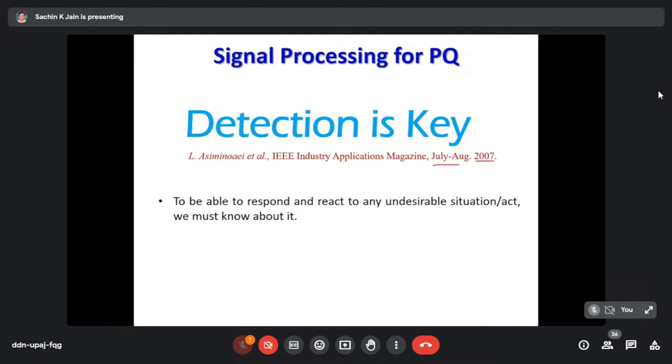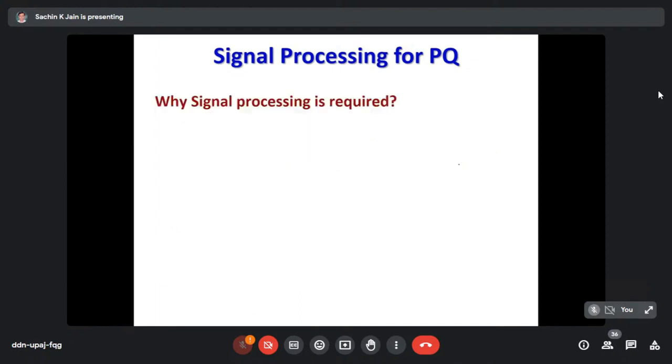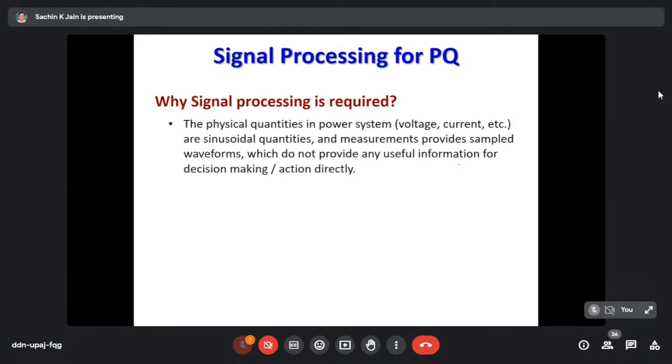So it means we need proper monitoring. And that monitoring should be timely, accurate, and reliable. We may call it measurement, monitoring, sensing or detection. That becomes crucial in power quality disturbances. Because the signals in electrical systems work with sinusoidal quantities, they are sampled for instantaneous values of the sinusoidal waveforms. And that instantaneous value may not be of any useful meaning.